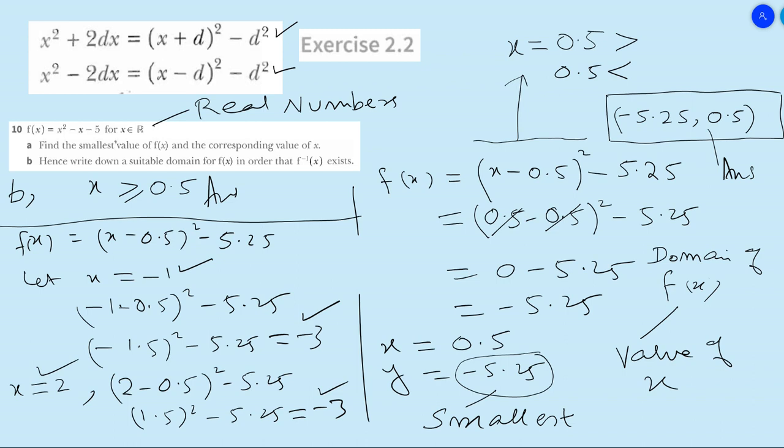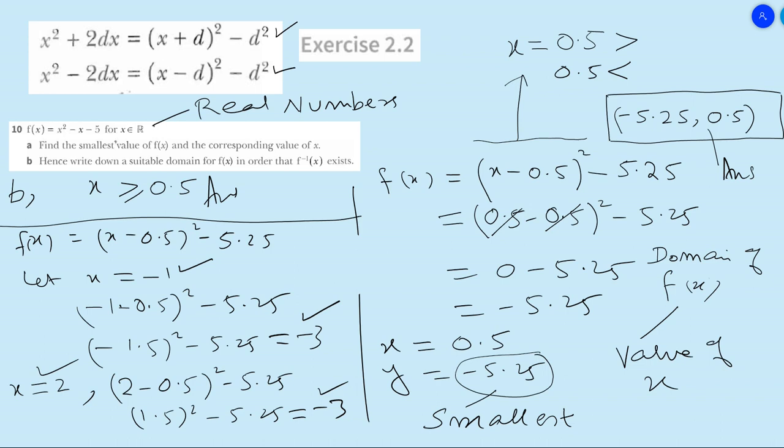So if I take values below 0.5, the function will no longer be 1-1, and if the function is not 1-1, then its inverse does not exist. Therefore we should take the values which are equal to or greater than 0.5. Hope you understand this point. Okay, students. So the answer of part B is x greater than or equal to 0.5.